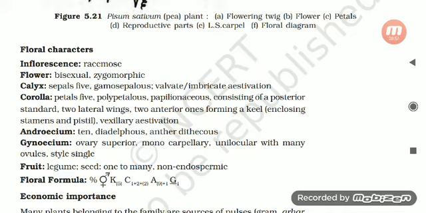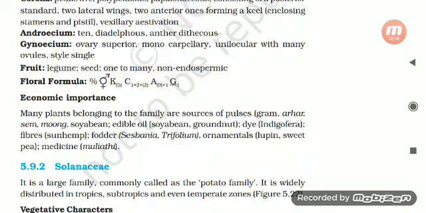Floral formula is this. Economic importance: many plants belonging to the family are sources of pulses: gram, arhar, sem, moong, soybean; edible oil: soybean, groundnut; dye: Indigofera; fibre: sunhemp; fodder: Sesbania, Trifolium; ornamentals: lupin, sweet pea; medicine: mulethi. Let me speak out the floral formula for you. Percentage, bisexual, zygomorphic, K (5), C 1 plus 2 plus (2), A (9) plus 1, and G 1.